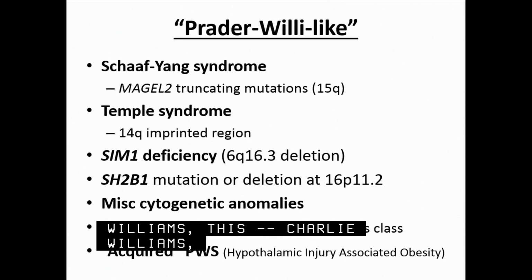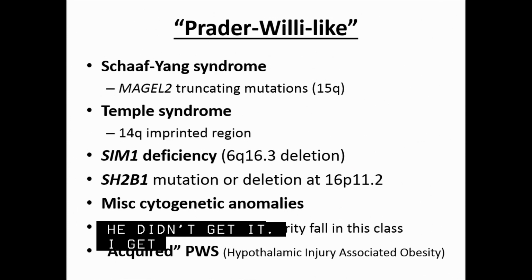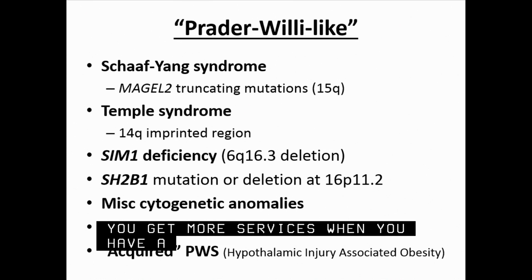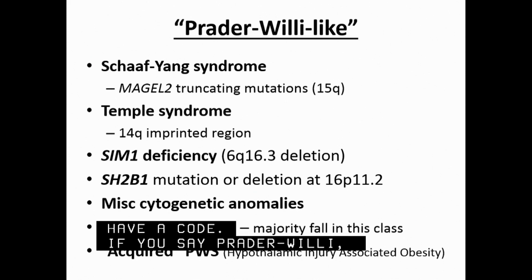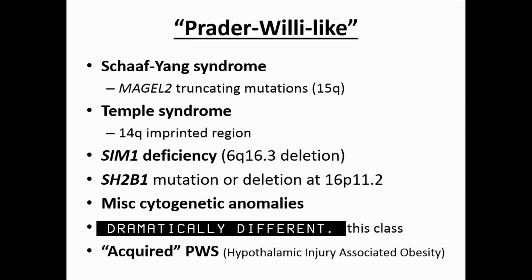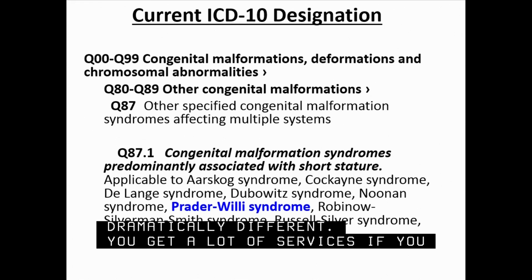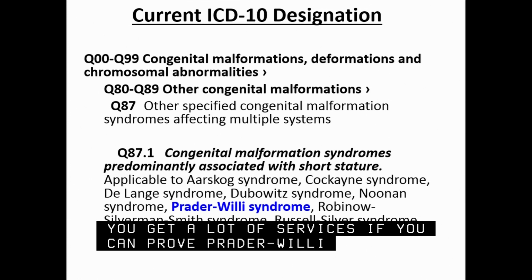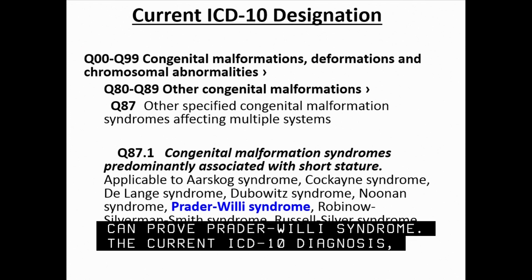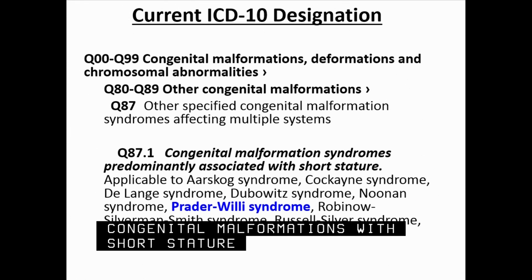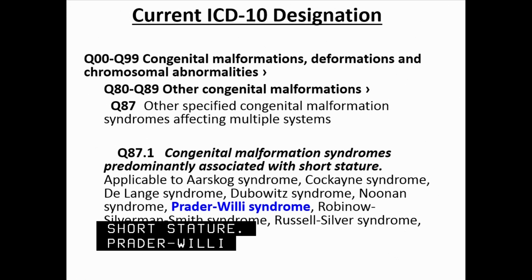I mean, you have a name, and people ask, why is your kid so heavy? Why is your kid overweight? Well, if you say Prader-Willi syndrome, it's dramatically different. And we'll get into a little bit about growth hormone, but you get a lot of services if you can prove Prader-Willi syndrome. So the current ICD-10 diagnosis, congenital malformations, and under that is congenital malformations predominantly with short stature. And you can see that Prader-Willi syndrome is lumped in with a bunch of other syndromes. And this is just the tip of the iceberg. I was showing Dr.